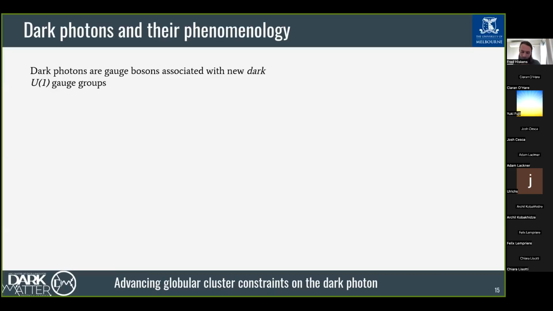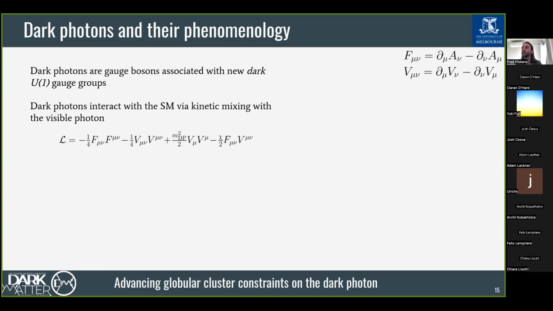Okay, so as I said before, dark photons are gauge bosons associated with new dark U(1) gauge groups. They interact with the standard model primarily at low energy through kinetic mixing with the visible photon, which has the following low energy Lagrangian. Here F mu nu is the standard electromagnetic field strength tensor, and V is the equivalent for the dark photon. And so the parameter space of these particles is really defined by these 2 parameters you see here, the mass and also the kinetic mixing parameter.